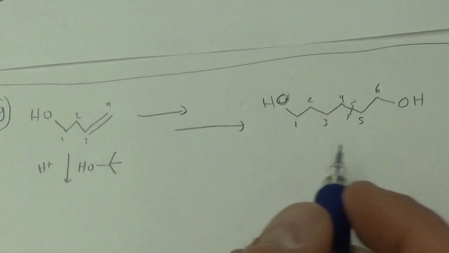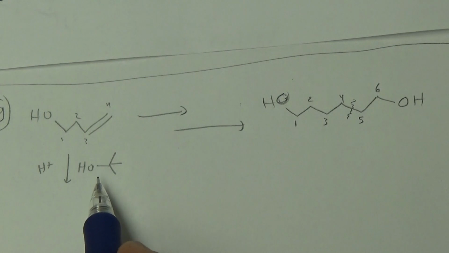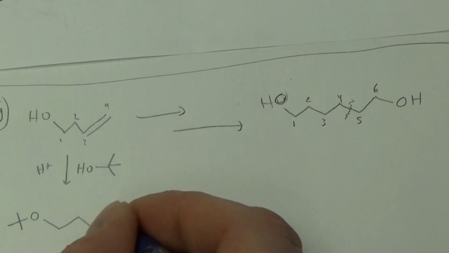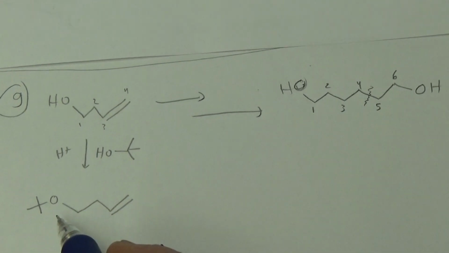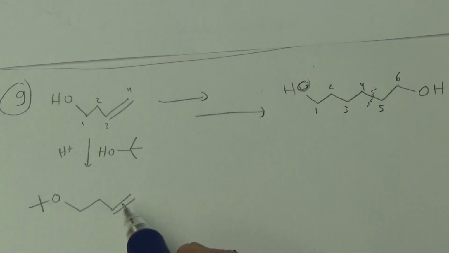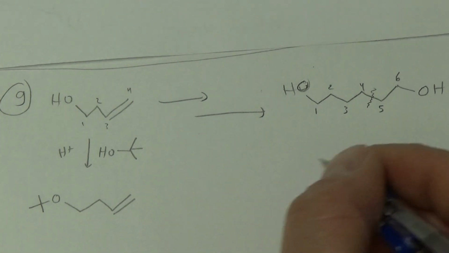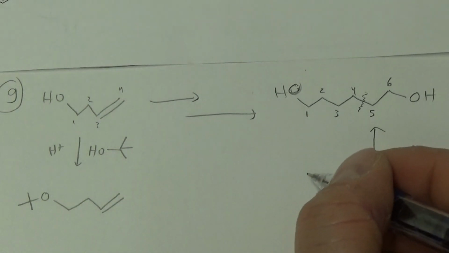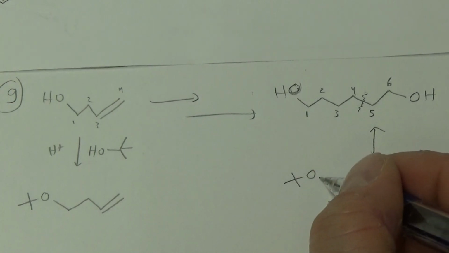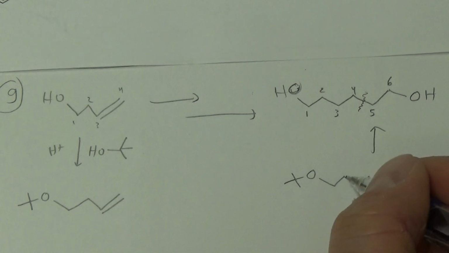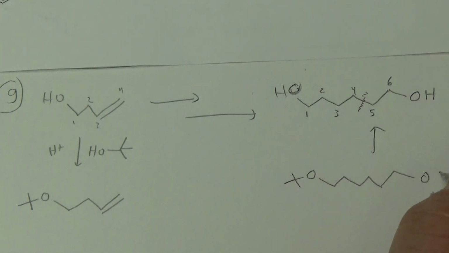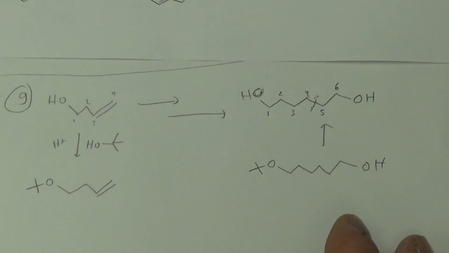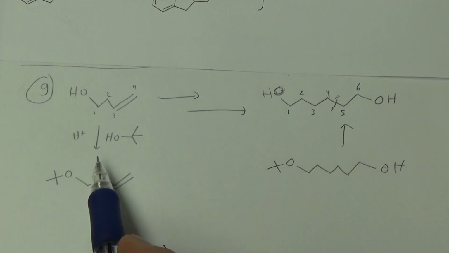The protection step is making a tert-butyl ether. You do that with tert-butyl alcohol and acid, and that would make oxygen, tert-butyl. Now we have a protected alcohol on the left, and we have the alkene here. Then we're going to keep going. At the very end will be a deprotection of that one. So that would be oxygen. 1, 2, 3, 4, 5, 6. Okay, cool. Now we still have to work our way backward.